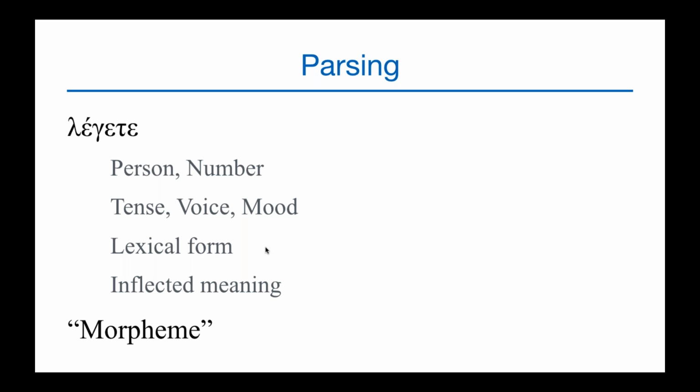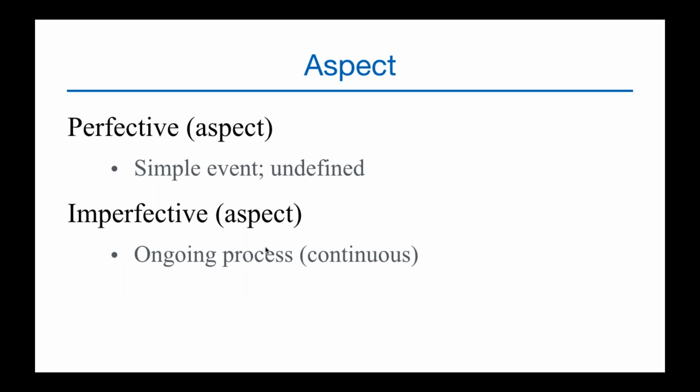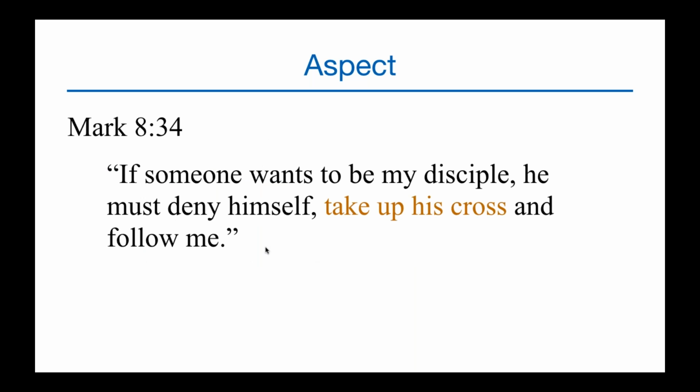So a morpheme is a group of letters used to form the different tenses. And that's the main thing we're going to be concerned with. The participle morpheme is actually a little bit more important than the regular verb morphemes. All right, so we talked about the perfective aspect, simple event, undefined, and the imperfective aspect, which is an ongoing action. And then you see something like this: if someone wants to be my disciple, he must deny himself, take up his cross, and follow me.